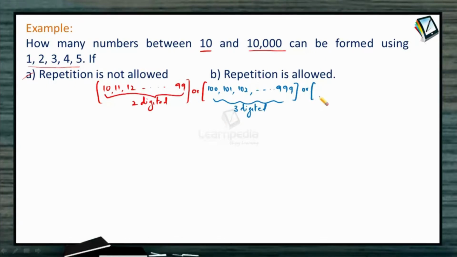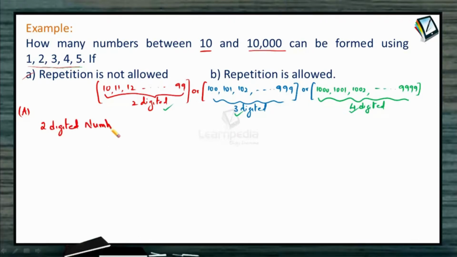So, there is another possibility of numbers which are of the form 1000, 1001, 1002, going on up to 9999, wherein these are the numbers which are four-digit. So we are supposed to find two-digit or three-digit or four-digit numbers that are lying between 10 and 10,000, which are formed only by using 1, 2, 3, 4, 5 when repetition is not allowed, right? Now for the first case, that is when repetition is not allowed, let's consider the first choice of two-digit numbers.